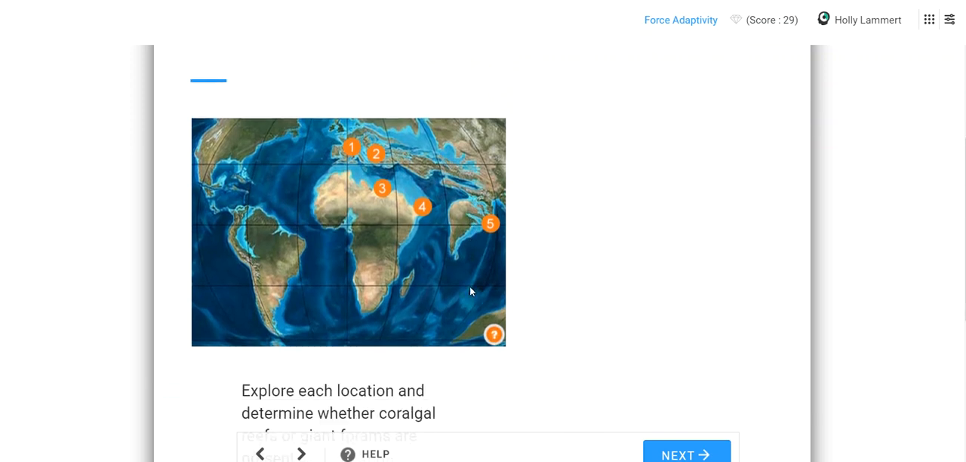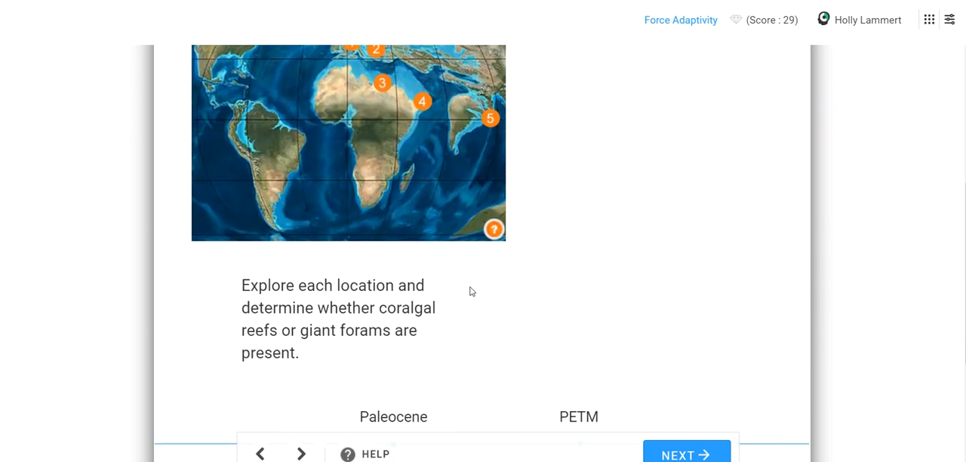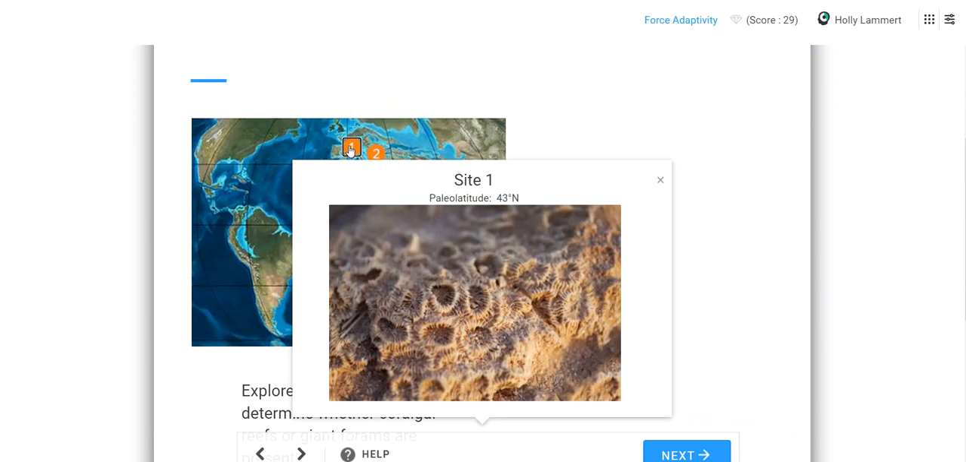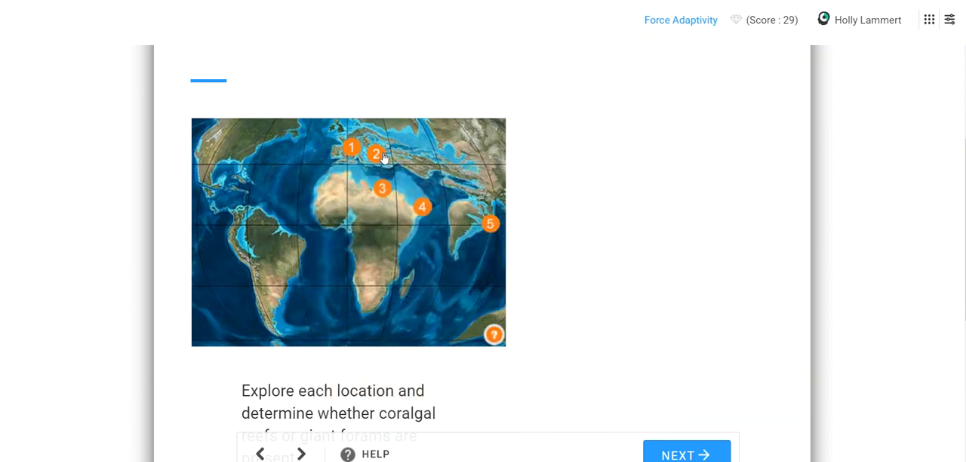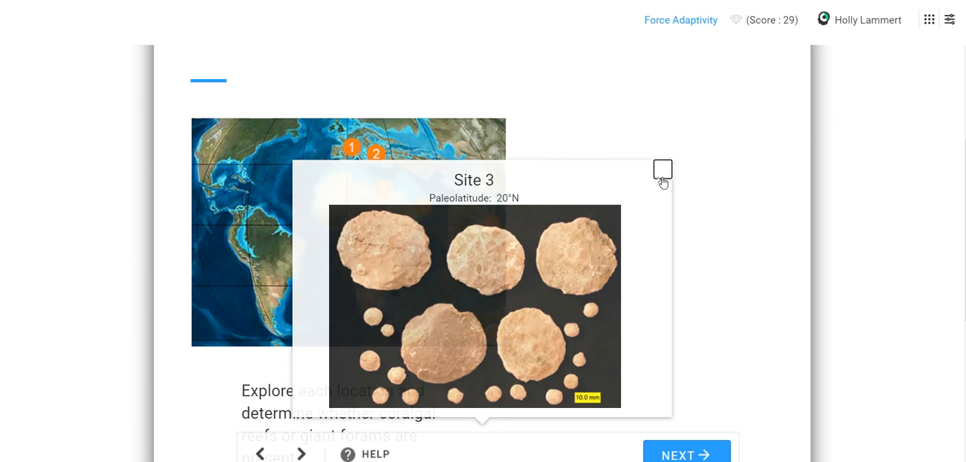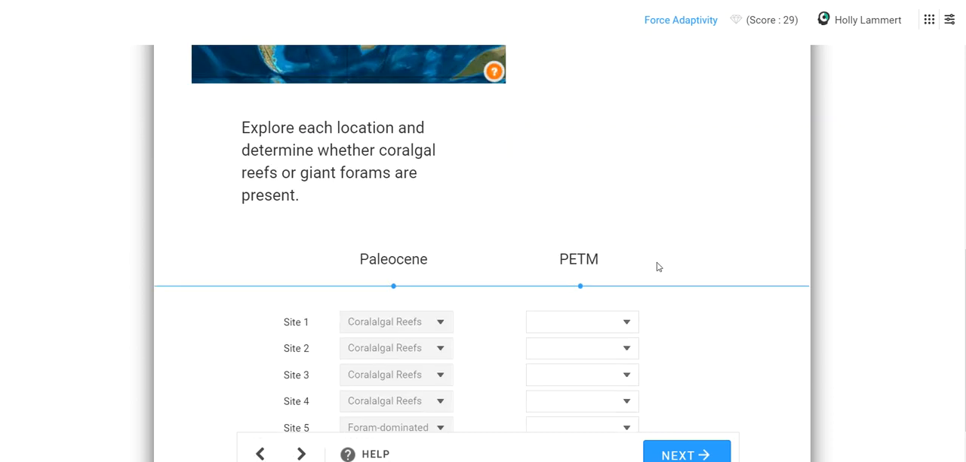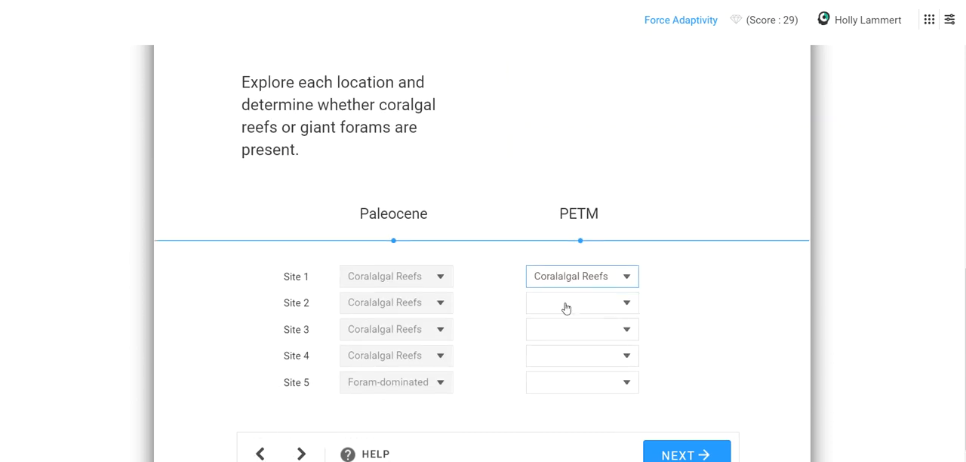Now, let's look at what happens during the PETM. Let's look at it again. Okay, I'm just going to click through and then we're going to go down below and do it. Site 1 and 2. Oh, now I see Site 3 has changed. Site 4 has changed. And Site 5 has changed. There we go. So I'm going to do coral algal, foram, foram, foram. Next.